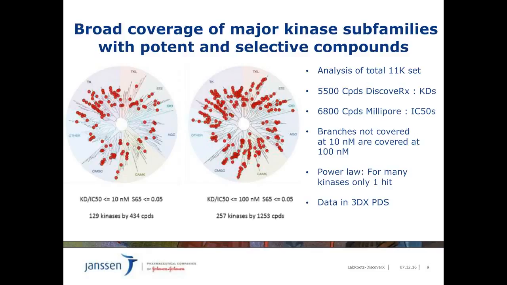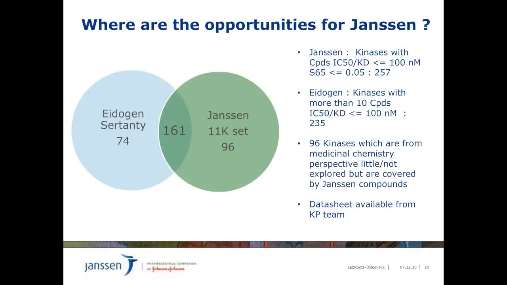We see that we cover the kinome trees quite uniformly, and with 100 nanomolar compounds, we cover branches not covered before in the 10 nanomolar tree. In the next step, we compared the kinases covered by the Janssen compounds to the kinases covered in the Hybrigenics Sertanti kinase knowledge base, which lists published and patented kinase inhibitors. In total, there are 331 kinases which can be considered to be covered. There are 96 kinases which uniquely are covered by the Janssen set, and this underlines the added value of the broad profiling experiment.